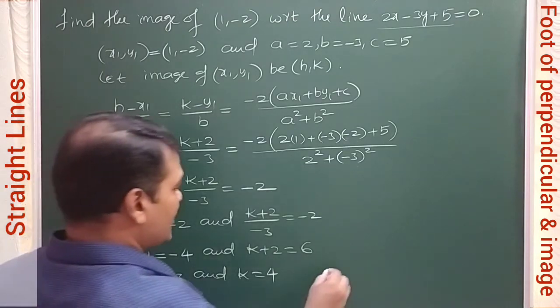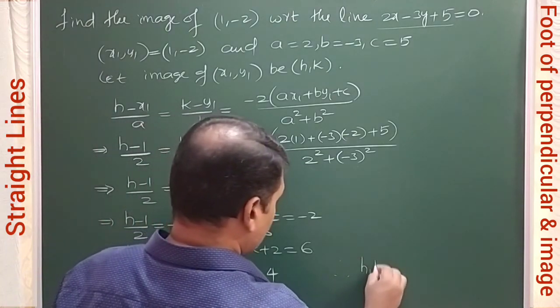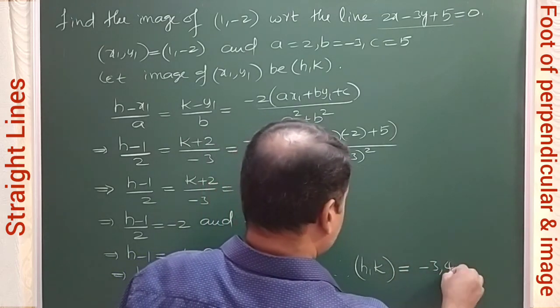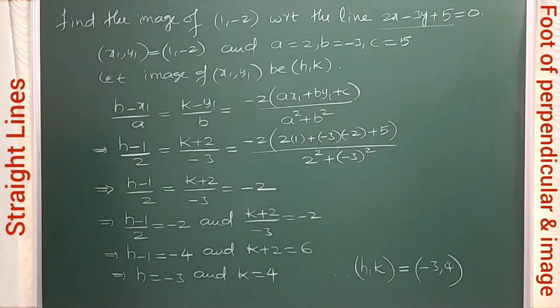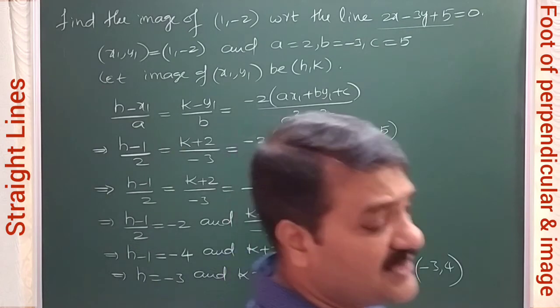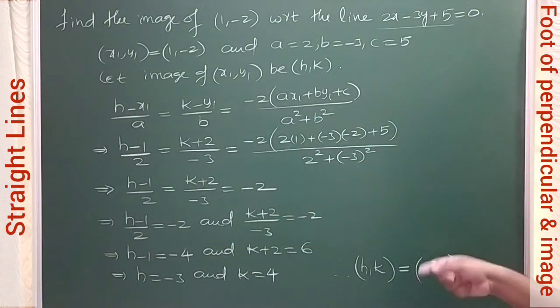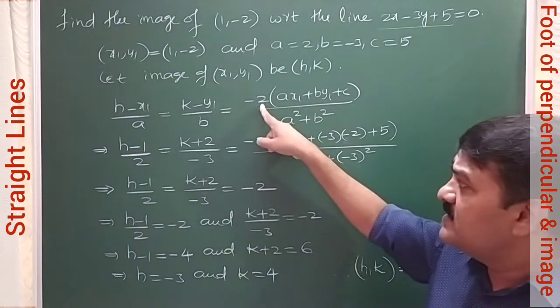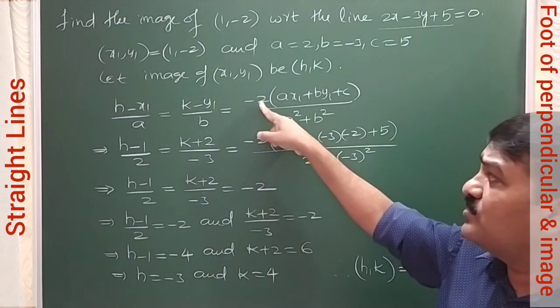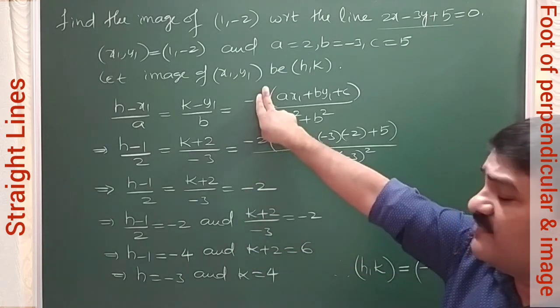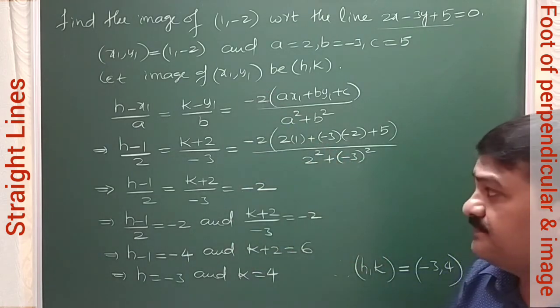So what is the image now? Image of the point with respect to the line is minus 3 comma 4. So this is the image actually required. For the foot of the perpendicular, the formula is similar. If you want the foot of the perpendicular, just remove the 2 from this, that's all. If you just remove this 2, that will be the foot of the perpendicular formula.